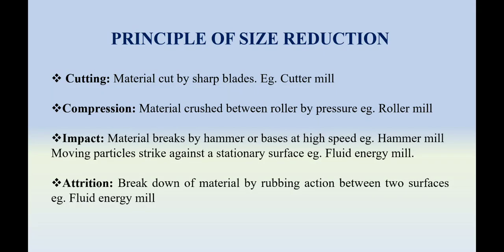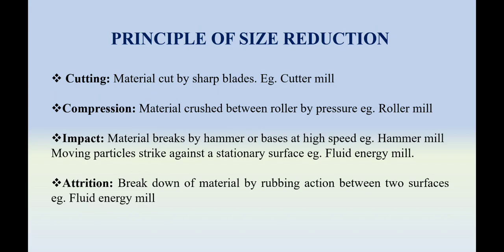The size reduction principle is based on the following methods: cutting, compression, impact and attrition. Cutting means a material is cut by a sharp blade, so the cutter mill is based on the principle of cutting. Then compression: a material is crushed between rollers by pressure, so the roller mill is based on the principle of compression.